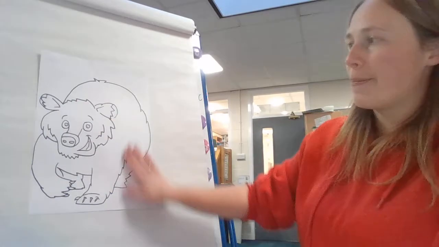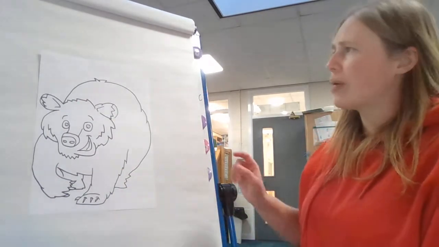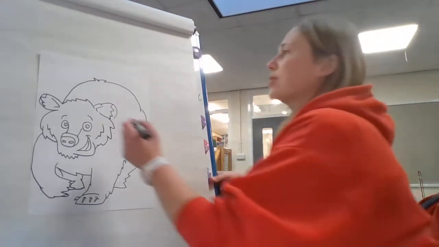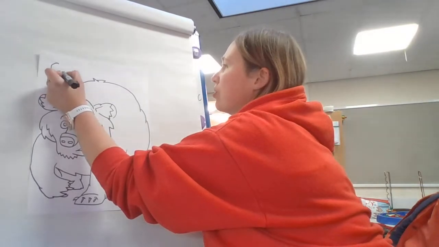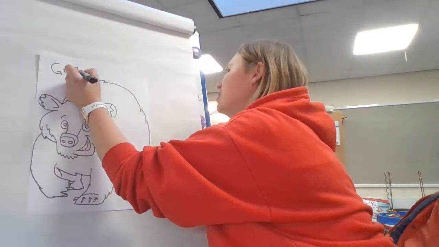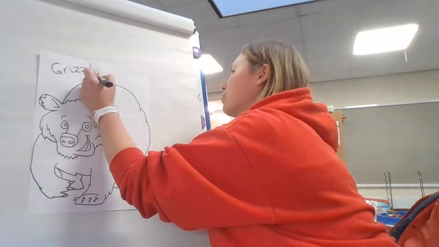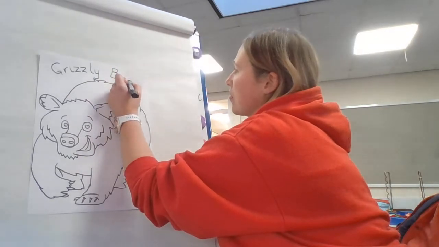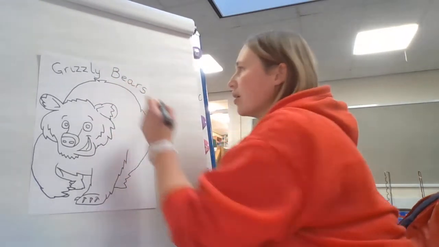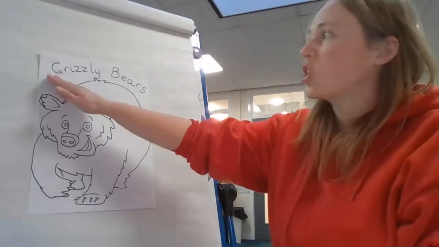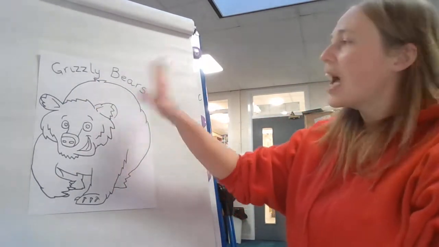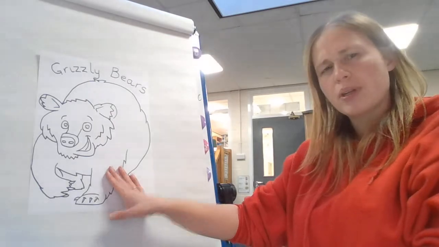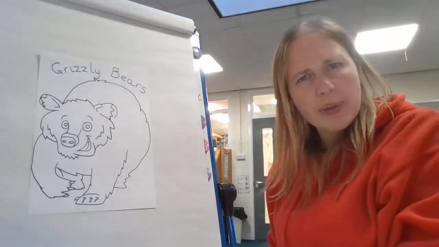So I've drawn my picture. Of course, if you guys had it, you guys could colour it in as well. Here's my picture of a quite happy grizzly bear. And now I'm going to write the title Grizzly Bears. Grizzly bears. So now my front cover has a title, so I know my book's called Grizzly Bears. It's got a picture to make the book look interesting and make people think, oh, I wonder what's inside that book.